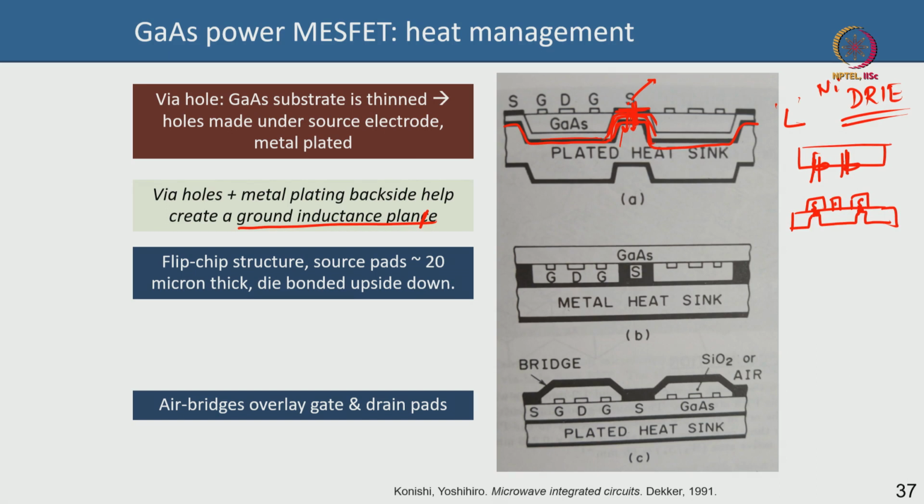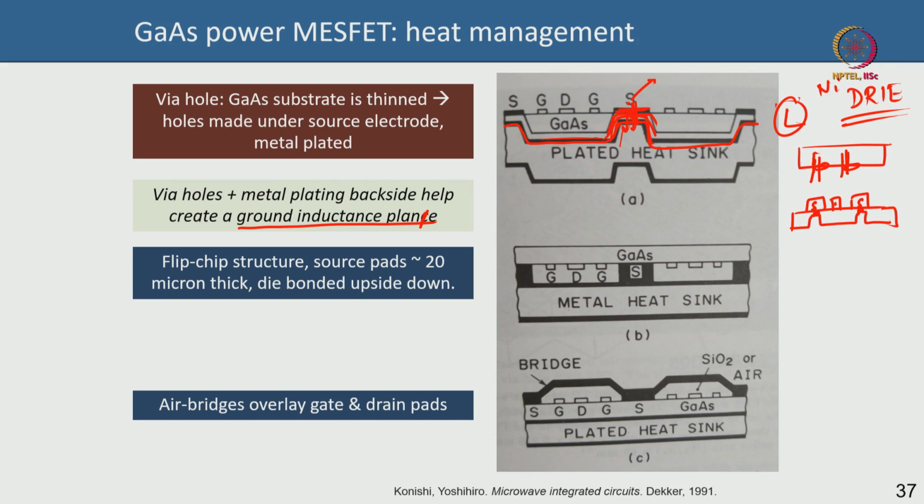Those wires are okay as long as you are at a low frequency like 1 or a few gigahertz, but if you go to higher frequencies, then the inductances can be really high and that can really kill your RF performance. So, the source being metallically shorted to the ground plane provides a very low inductance path, and so it reduces the overall source inductance, and that helps in your high frequency power performance. So, this is an important function of the ground via hole.